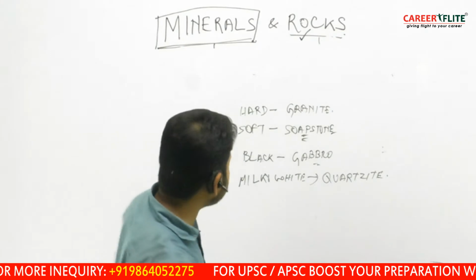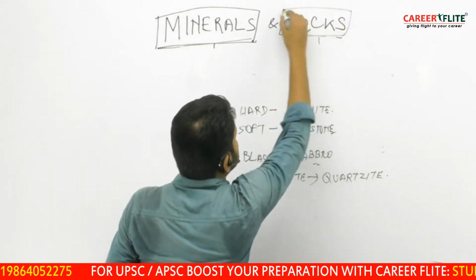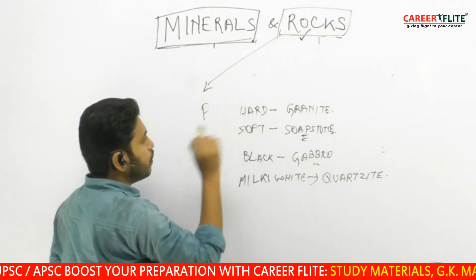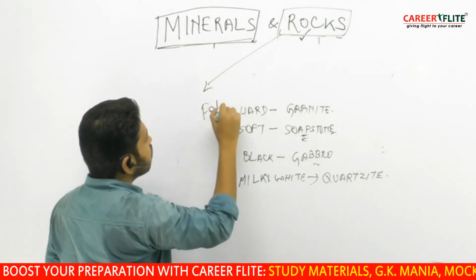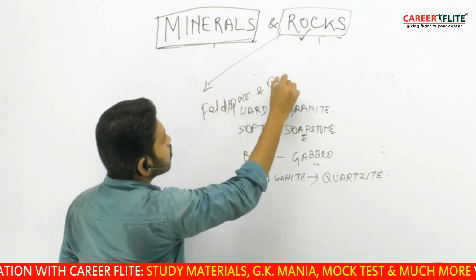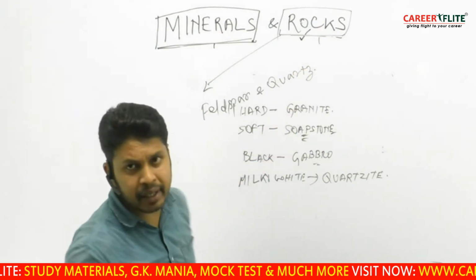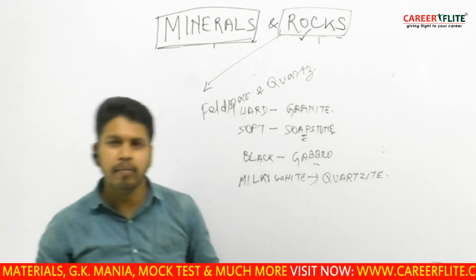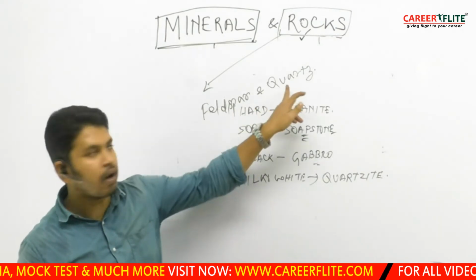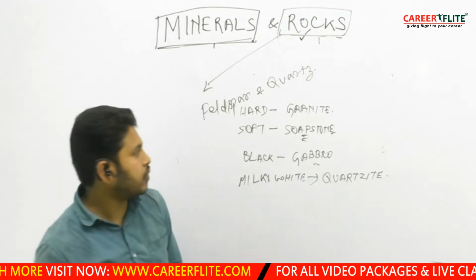Again, one thing you have to remember is that most of the rocks on the surface of the earth are mostly made up of two major minerals, that is feldspar and quartz. See, there are six major mineral groups for rock formation, but in most of the rocks we can find these two, feldspar and quartz. These two minerals are available in most of the rocks on the surface of the earth.